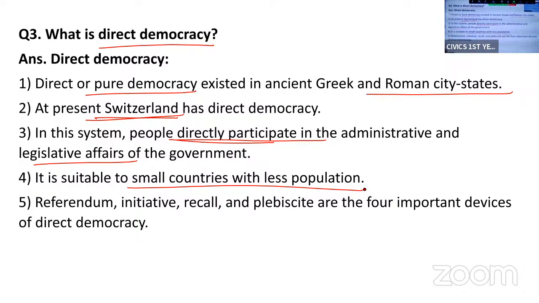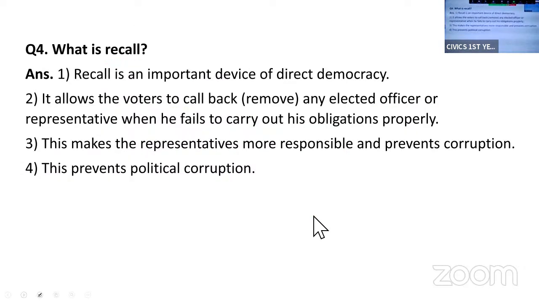And yesterday we discussed the devices of democracy, that is referendum, initiative, recall, and plebiscite. These are the 4 devices of direct democracy. I hope I am clear with this. Now, let us move to the next question, that is, what is recall?